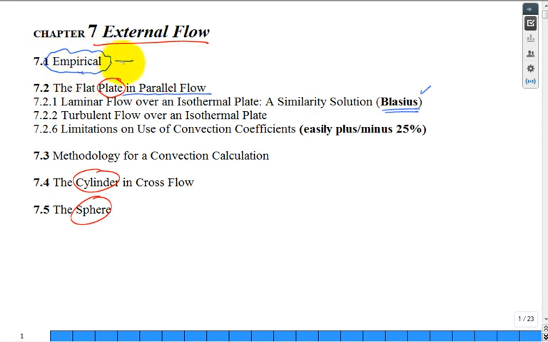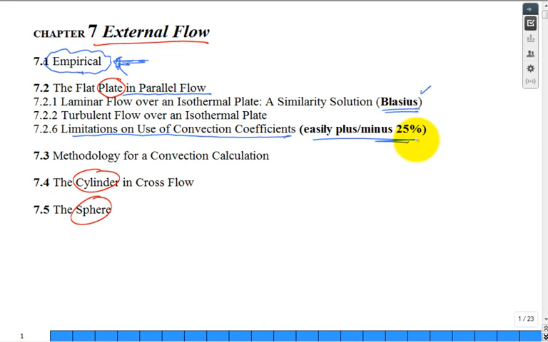Because this is a big theme throughout this chapter. When we don't have analytic solutions, we have to rely on experimental measurements, and we curve fit to a model. There are limitations to the use of convection coefficients that come out of empirical correlations, and it's easily plus or minus 25%. Don't be doing convection heat transfer calculations to 8 significant digits.